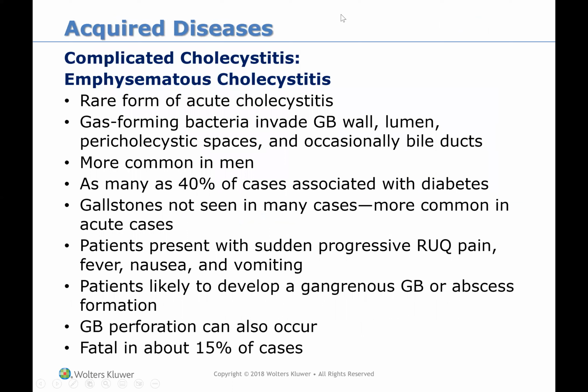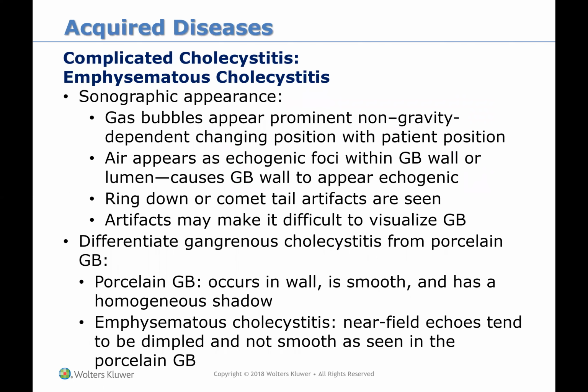Gas-forming bacteria invade the gallbladder wall, lumen, pericholecystic spaces, and occasionally bile ducts in emphysematous cholecystitis. It's more common in men. 40% of cases are in diabetics. Gas bubbles are the main thing for this kind. They are prominent and non-gravity dependent, not changing with patient position. Air appears as echogenic foci within the gallbladder wall. Lumen gas causes the gallbladder wall to appear echogenic.